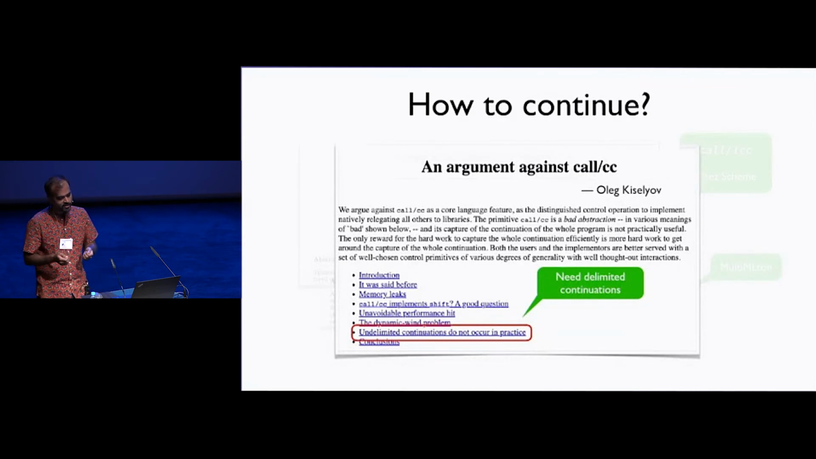On the other hand, Oleg Kiselyov told us that undelimited continuations, which are exposed by call/cc, are a bad abstraction. And undelimited continuations do not occur in practice, right? So whenever you try to use undelimited continuations, not for compilation, but for writing these concurrency libraries, you eventually end up having to do a hack to introduce this delimiter, right? So the takeaway there was that we needed some form of delimited continuations.